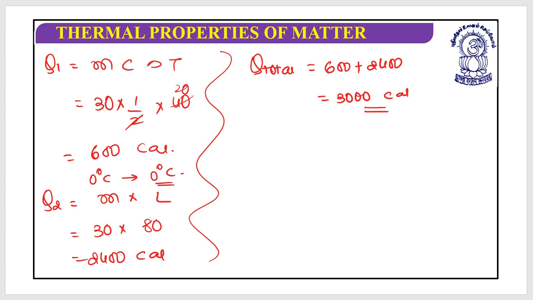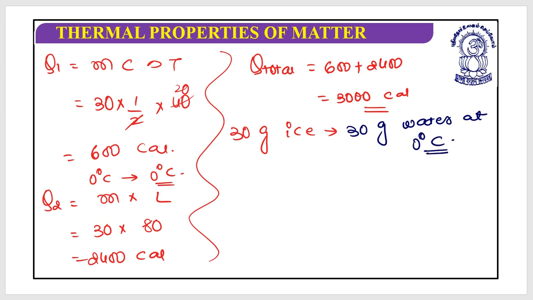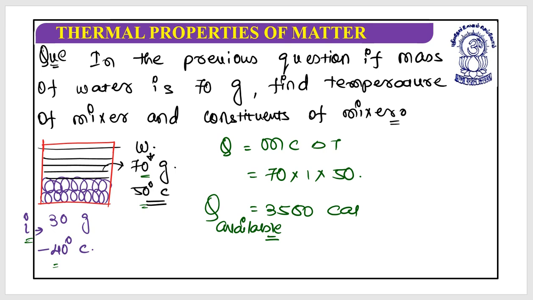If this energy is available, then I can say this 30 gram ice will be converted to 30 gram water at 0 degrees Celsius if 3000 calories are available. Now what is the available amount of energy? This Q available is 3500 calorie. Look at this, Q available is 3500 calorie.